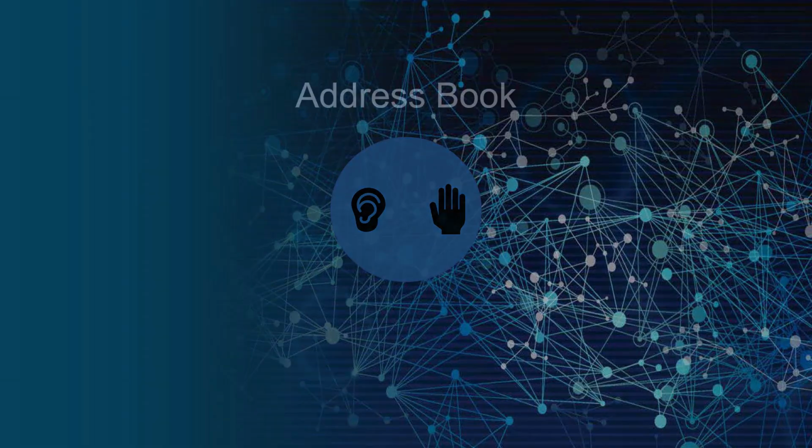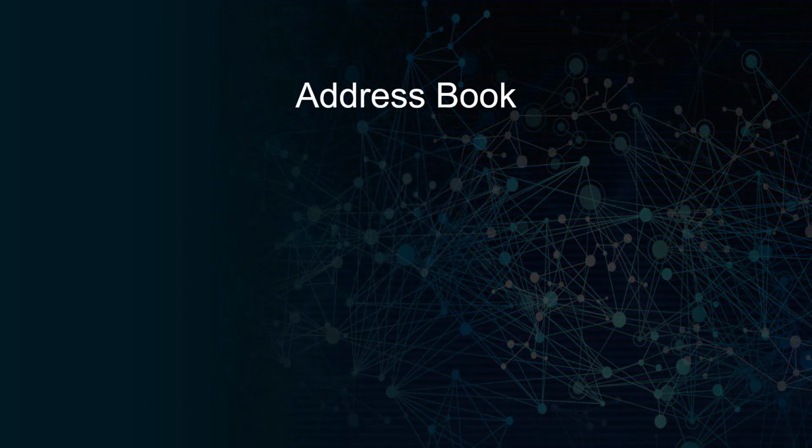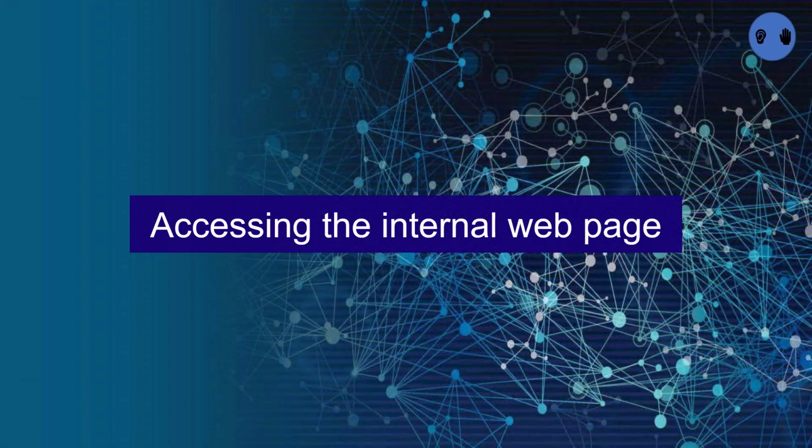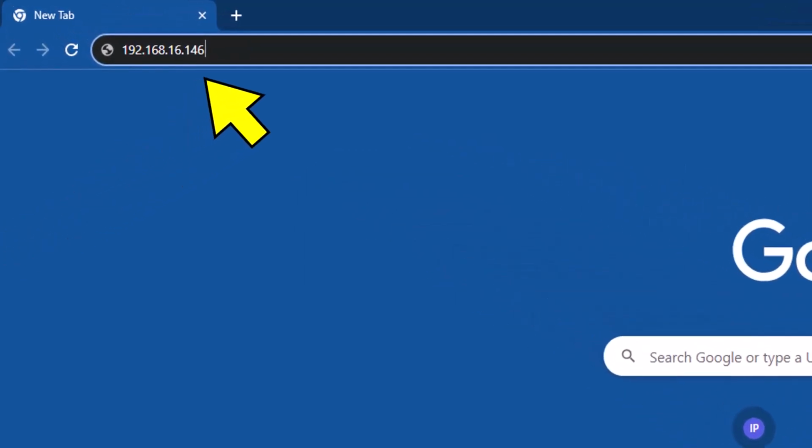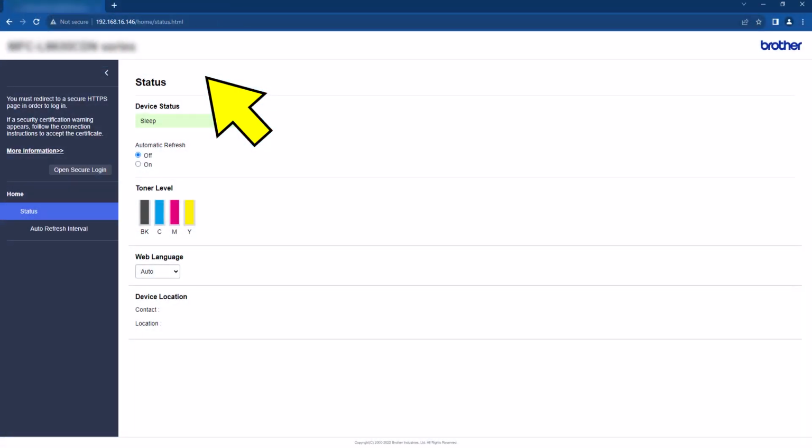Let's begin. Setting up the address book requires access to the internal web page of the device. For this demonstration, I'm going to use a web browser. Open a web browser and enter the IP address of your Brother device into the top bar, as shown here. If you don't know your device IP address, there's a video link on the screen and a link in the description, showing alternate ways to access the internal web page.